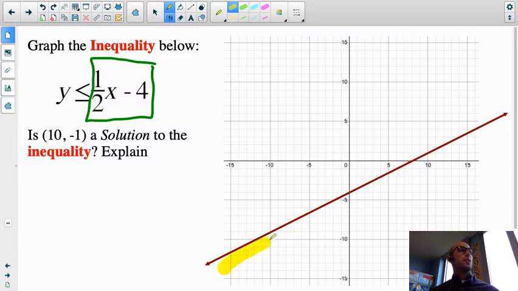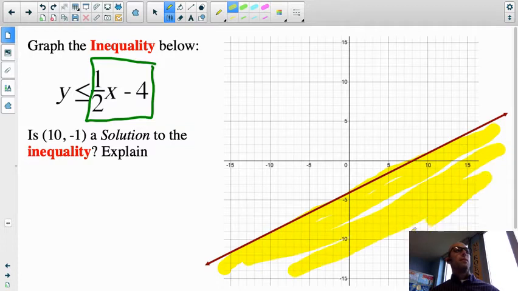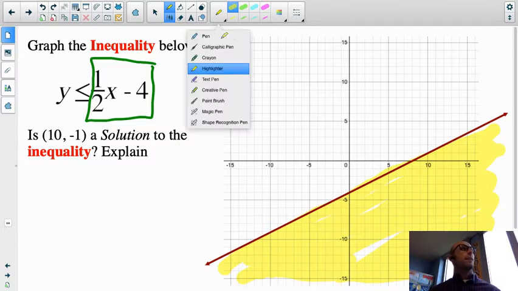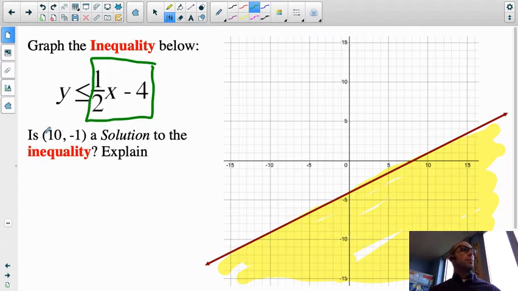So what I can do is, I'm actually going to make this kind of look ugly, but this is what we do. All of this below the line shows solutions to this inequality. Everything below it, equal to the line, so it could be on the line, or less than the line, below the line. That's how I think of that. So now, same point here, is (10, -1) a solution to the inequality? Well, (10, -1) was here, and sure enough, it is, because it's in this region.